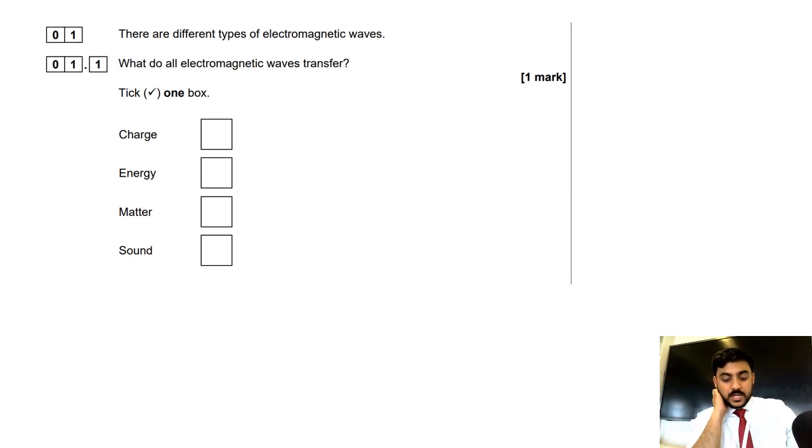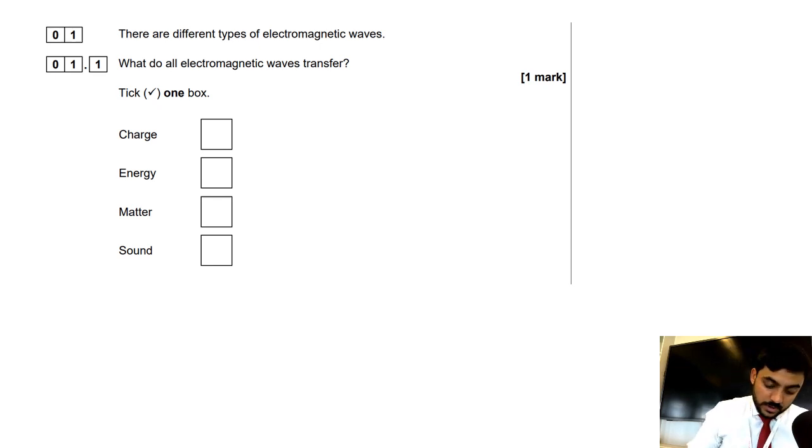There are different types of electromagnetic waves. What do all electromagnetic waves transfer? Waves transfer energy without transferring matter. So all waves transfer energy. They never transfer matter. Charge and sound are not one of the correct options.